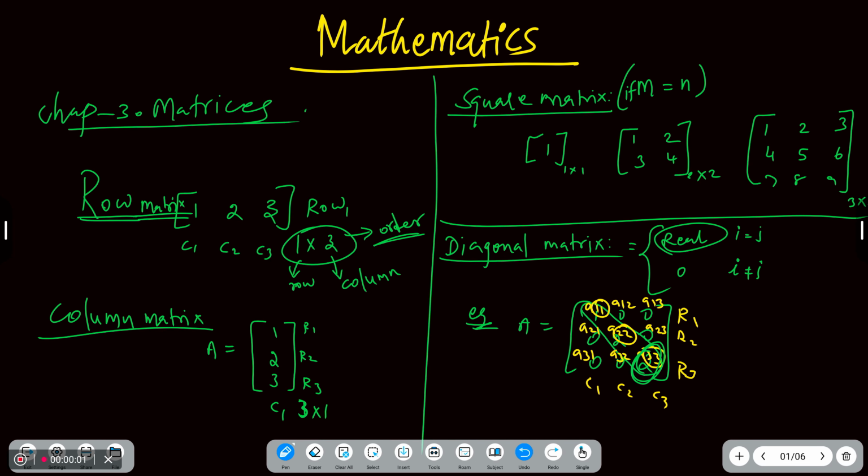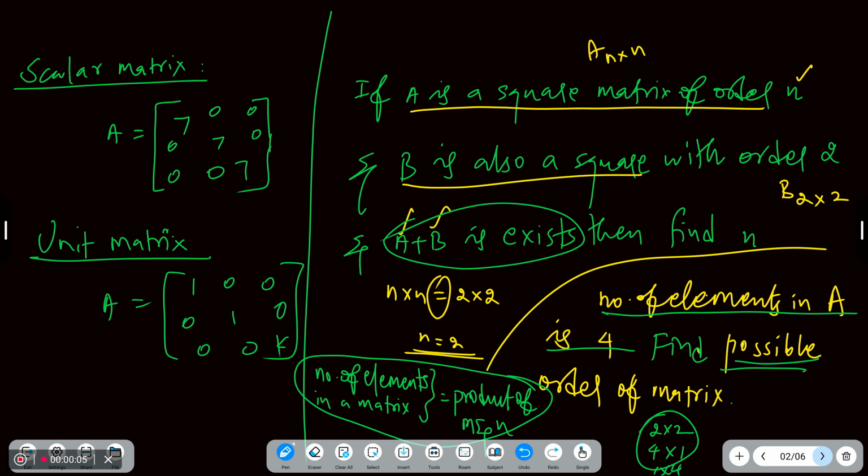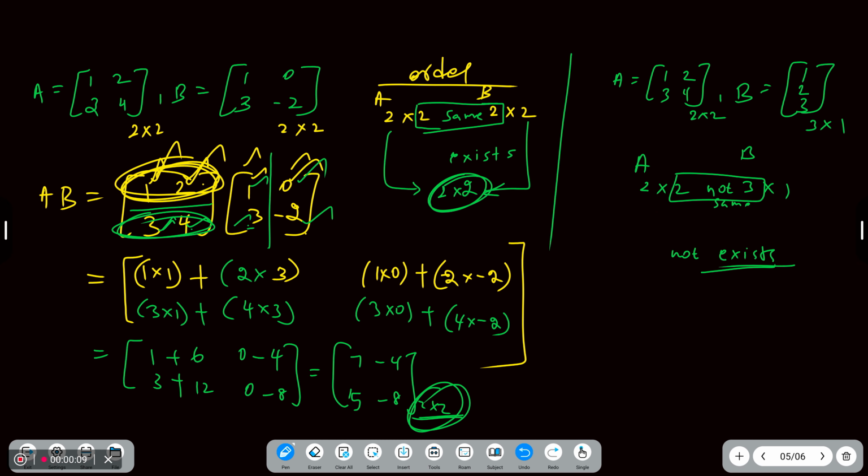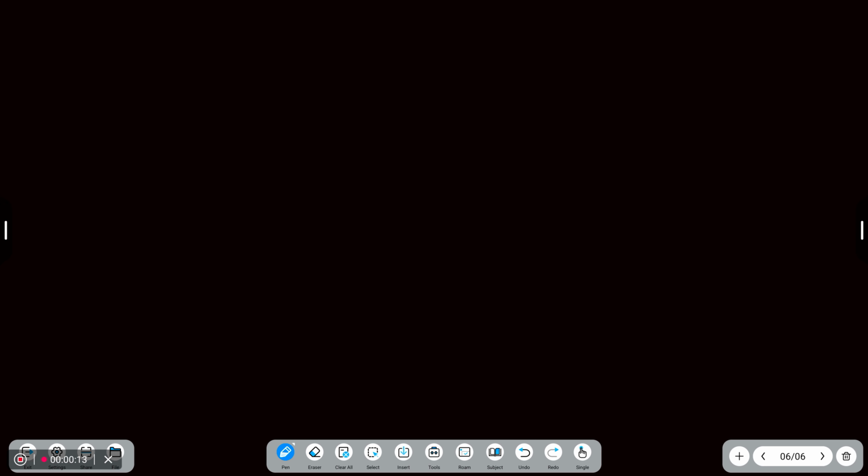This is mathematics chapter 3, matrix revision we are doing. So we have seen a few examples, types of matrices, how to add, how to subtract, how to multiply the matrix also we have seen.